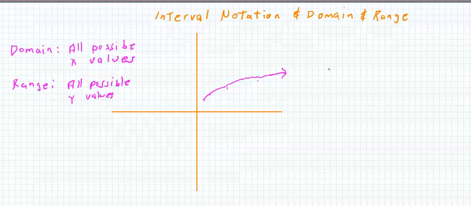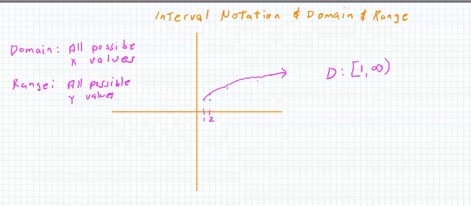So the domain of this function is, if you look here on my graph, the values used for x start at 1 and get bigger and bigger and bigger. The domain goes from, oops, that's not correct. The domain goes from 1 to infinity.